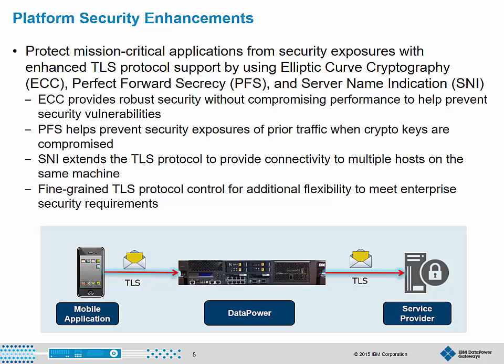Continuing with the security theme, we've enhanced DataPower's security capabilities by adding support for elliptic curve cryptography, perfect forward secrecy, and server name indication. Elliptic curve cryptography is gaining popularity with mobile applications since it provides similar security as RSA, but with significantly smaller keys. This greatly improves performance on low-powered mobile devices, but doesn't compromise security.